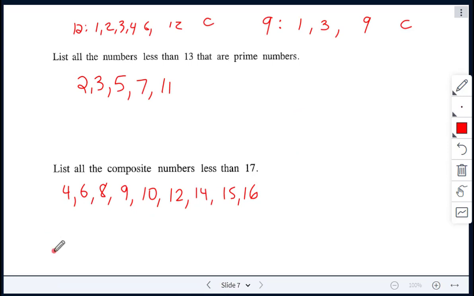All right, so we were here listing all the numbers less than 17 that were composites. We made our list here: 4, 6, 8, 9, 10, 12, 14, 15, and 16. And just here were the prime numbers that were less than 13. So 2, 3, 5, 7, and 11.